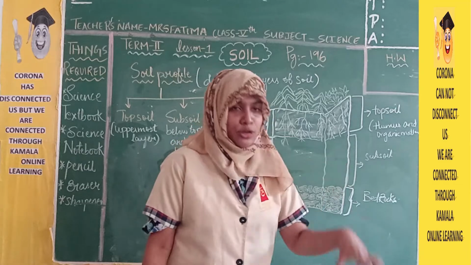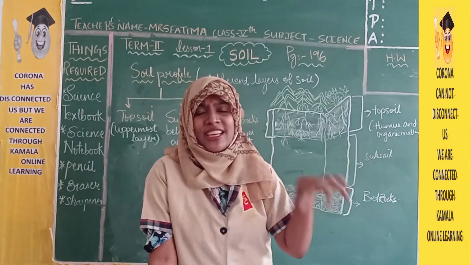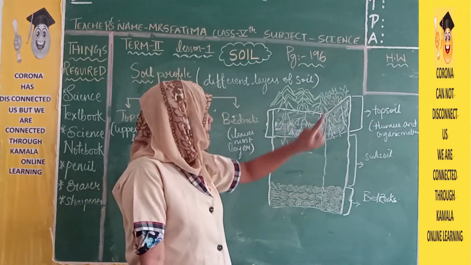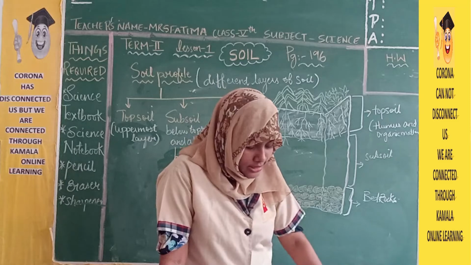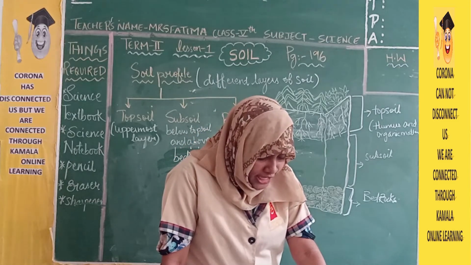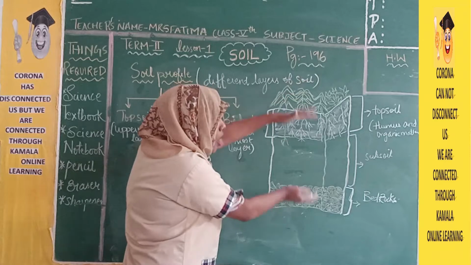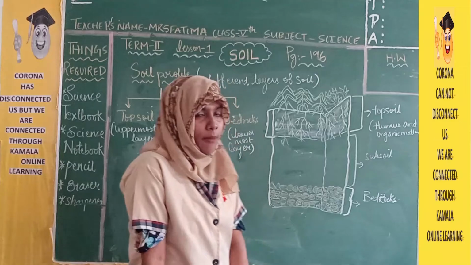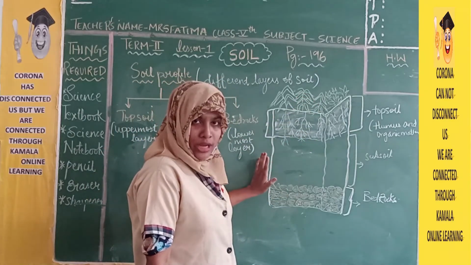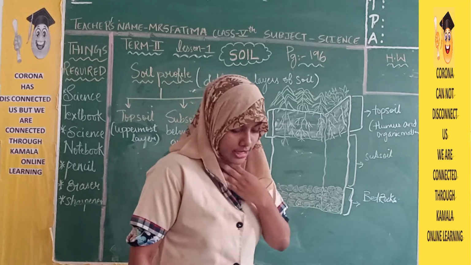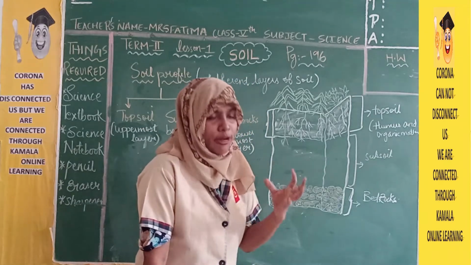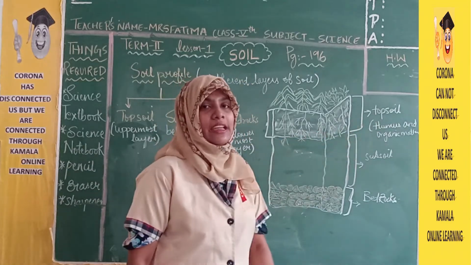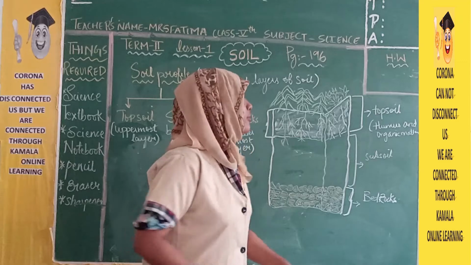Dig down deep into the soil. When we dig deep in the soil, we get 3 layers of soil: topsoil, subsoil and bedrock. On putting these 3 layers together, soil profile is formed. When we keep these 3 layers together, soil profile is formed, children. Now we are going to study briefly about these 3 layers. Shall we start?